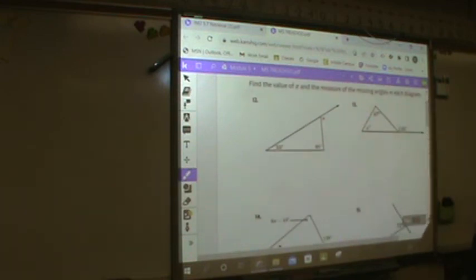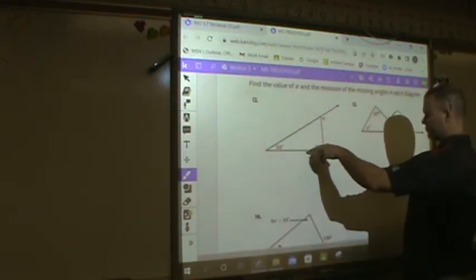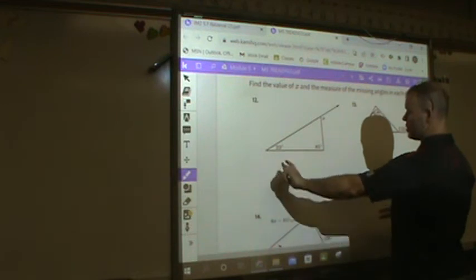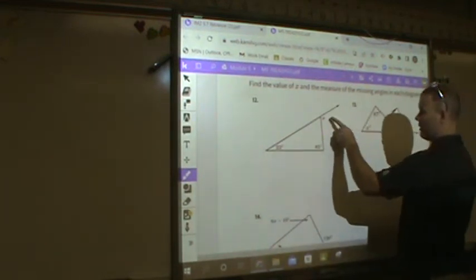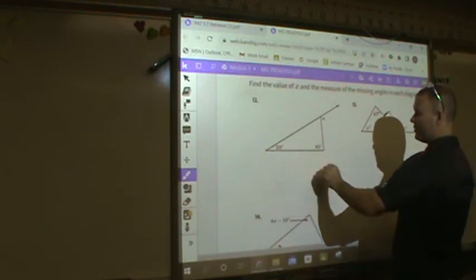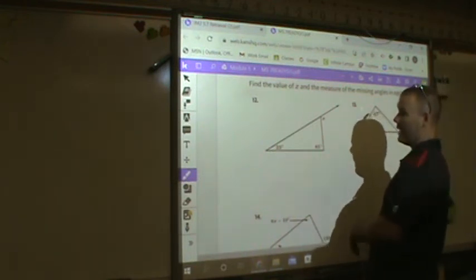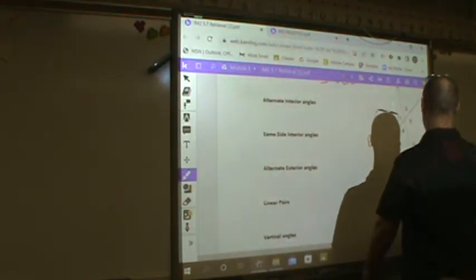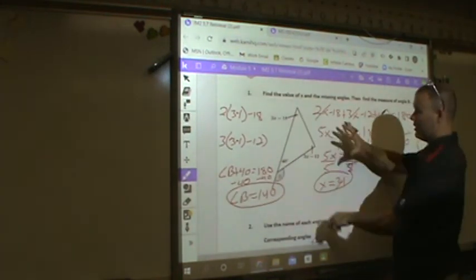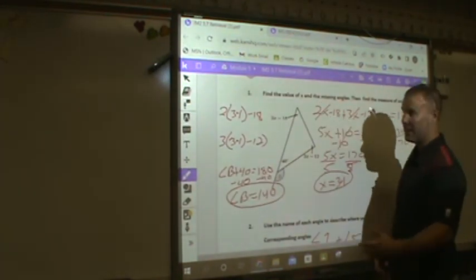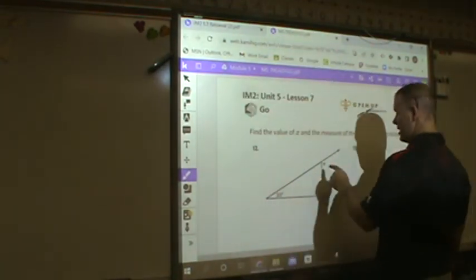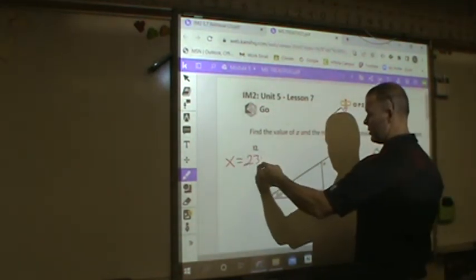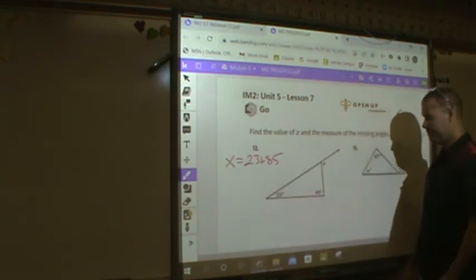Here's how to do number 12. Find the value of x and the measure of the missing angle in each diagram. What is x? Is x an interior angle or an exterior angle? And what is x in relationship to the other two? X is an exterior angle. It is not adjacent to the other two that they give me. So if I'm going to apply what I learned back on the other page, about these two angles being the same, or go back and look at your notes, I'm going to say that the exterior angle is equal to the sum of the remote interior angles, which is 23 plus 85. Boom, I find it.